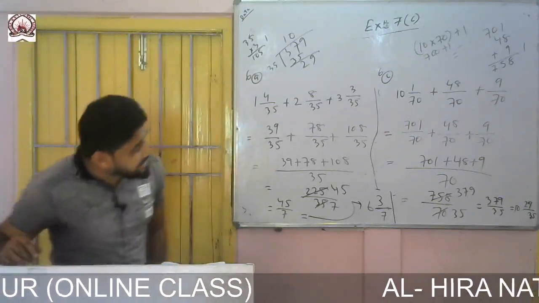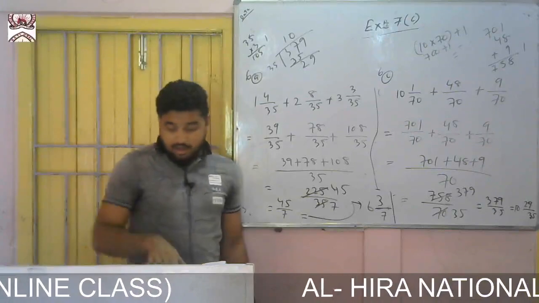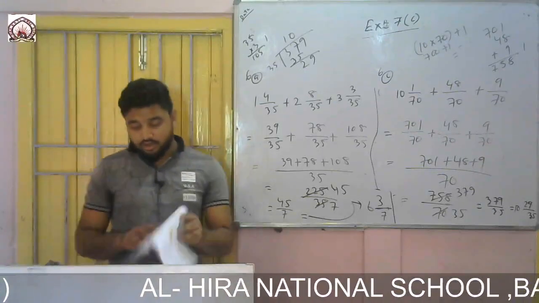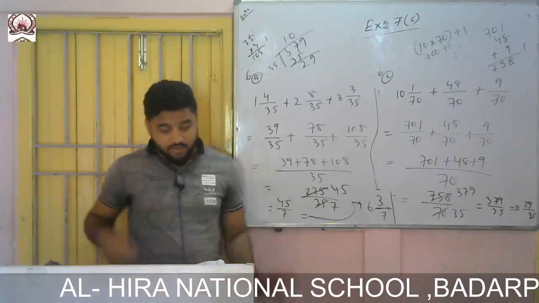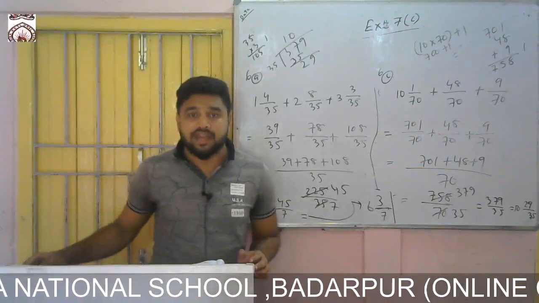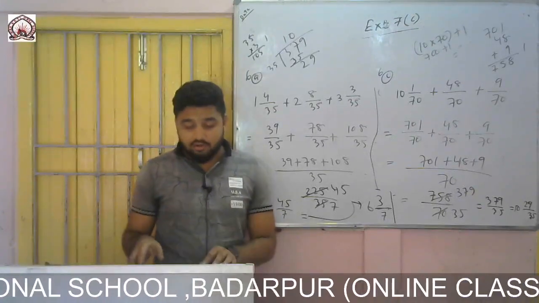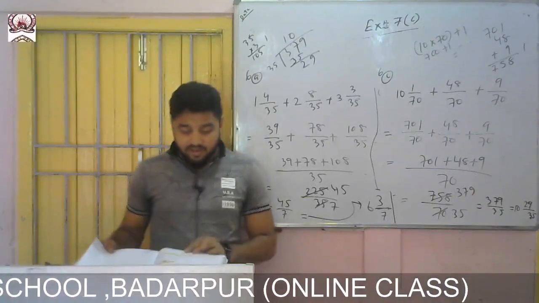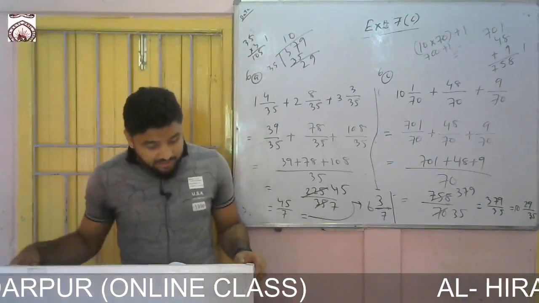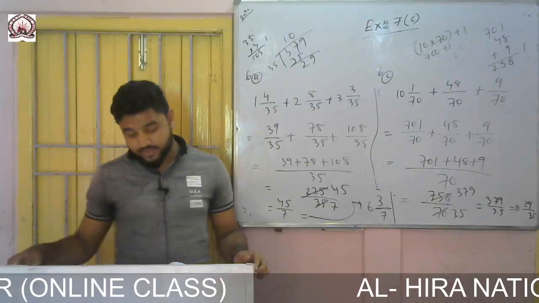Okay, so this is the correct answer. Now come to exercise 7D. What is there in exercise 7D? Convert into like fractions and add. How to convert into like fractions? First we shall convert into like fractions, then we shall add all the numbers.